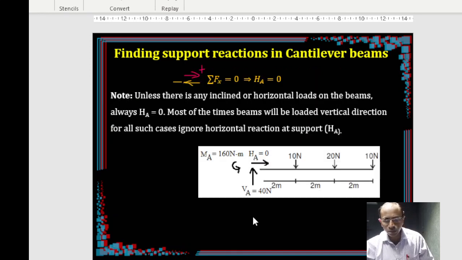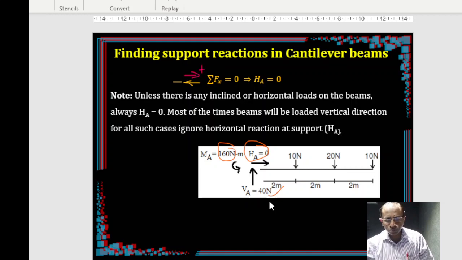So after getting everything, you just represent all the reactions. Then it is complete. We have HA equal to 0, we got it. MA, we got 160. But the direction originally assumed is this way. But we got negative, therefore it should be reversed. So you should keep it in the anti-clockwise direction at the point A. And then VA we got plus 40, so represent it as it is, 40.